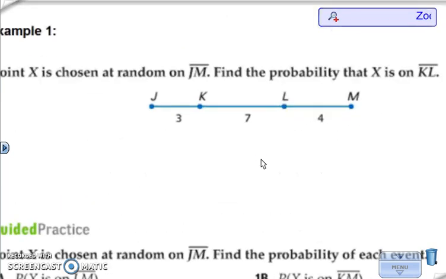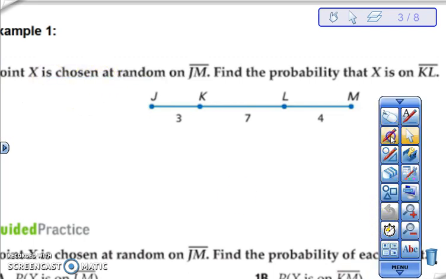So, for example, if we are looking at this line segment and we want to find the probability that a random point is chosen between K and L, right? We're trying to figure out the probability that we choose a point on this part of the line, given that we have to choose a point somewhere along the line.